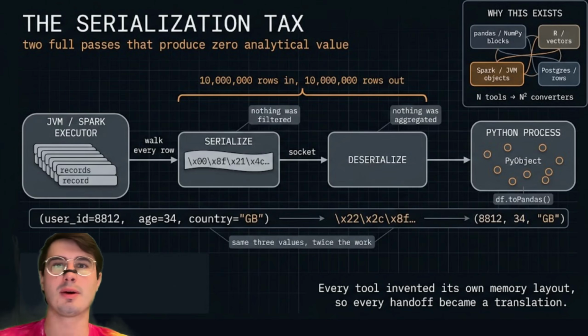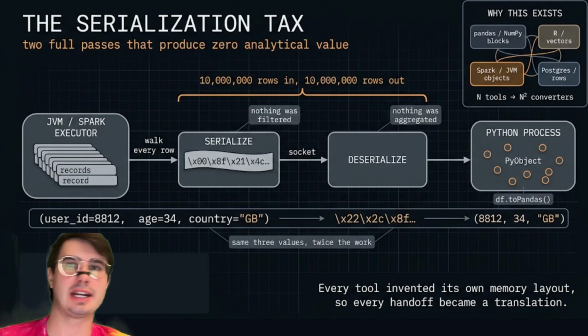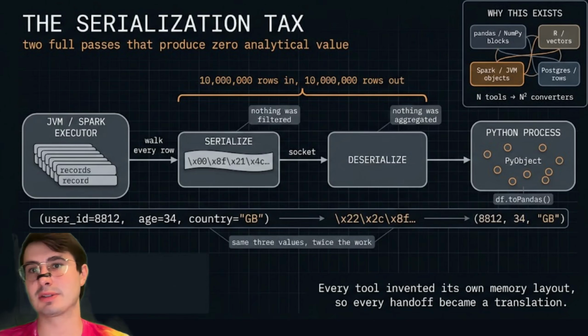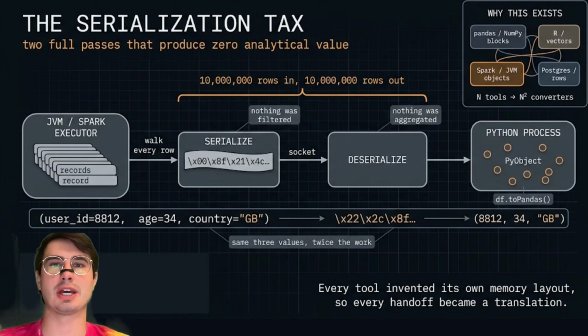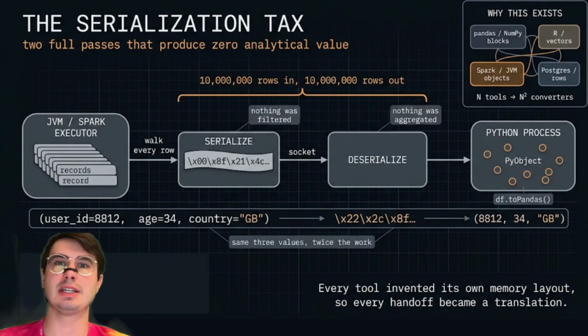And for most of the last 15 years, that was just the cost of doing business, because almost every tool had its own in-memory layout. Pandas used NumPy arrays with a Python object escape hatch for strings. R had vectors, Spark had JVM objects and then Tungsten's binary format. Postgres had rows. All of those are reasonable decisions in isolation, but when you put 10 of them in a pipeline, you've got a translation layer at every boundary. And 10 tools means something like 100 possible converters, and someone has to write and maintain each one. So Apache Arrow is the answer for that.